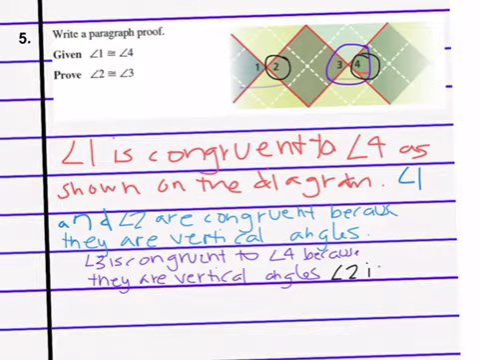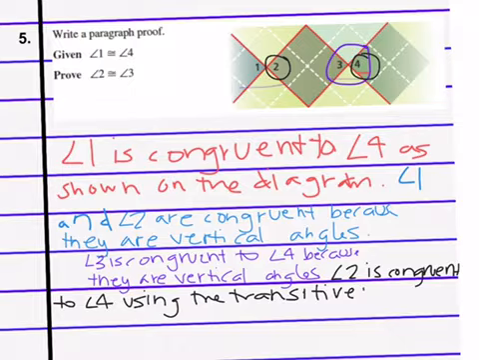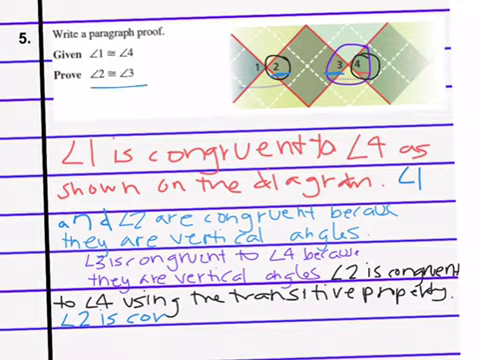Angle 2 is congruent to angle 4 using the transitive property. All right. We can also say, similar logic here, that angle 2 and 3 are congruent. 2 and 3 are congruent using the transitive property. Angle 2 is congruent. And look, that's what I was supposed to prove. Yay, I'm done.